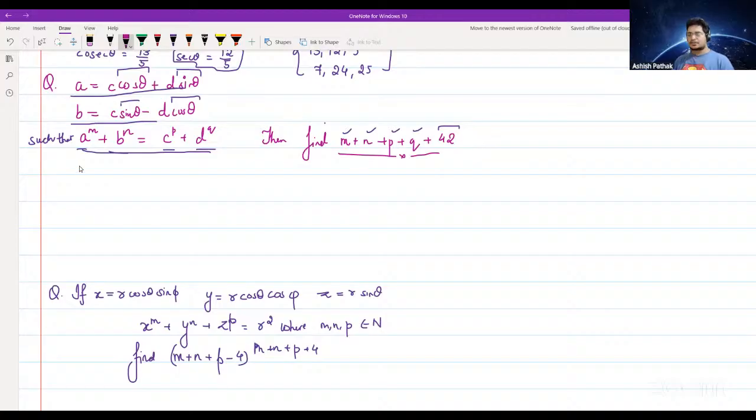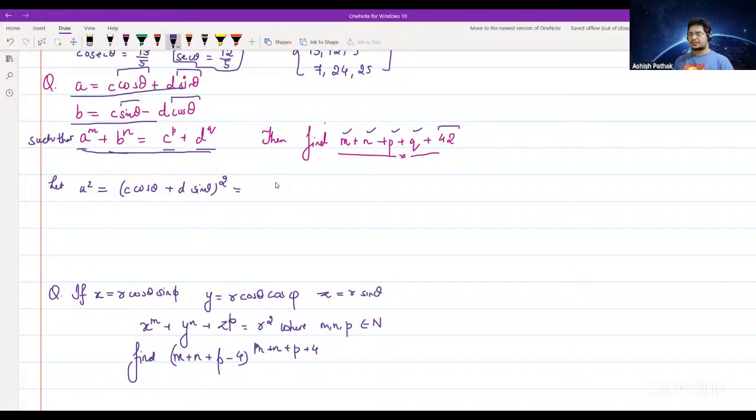So our first assumption is, let's take A as A square. What's the first assumption that we will take? We will take A as A square. So A square will become what? C cos theta plus D sin theta, and it will become whole square.